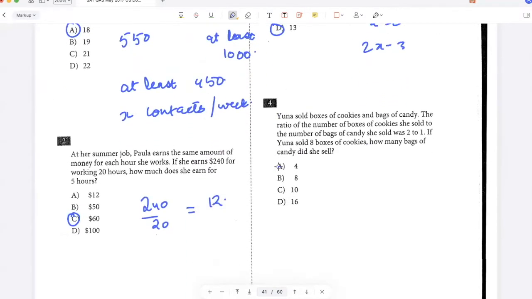Yuna sold boxes of cookies and bags of candy. The ratio of the number of boxes of cookies she sold to the number of bags of candy was 2 to 1. If Yuna sold 8 boxes of cookies, how many bags of candy did she sell? Okay, so cookies to candy is 2 to 1. So 8 boxes of cookies to candy is 2 to 1. So 2 into 4, 8. So 4 bags of candy.